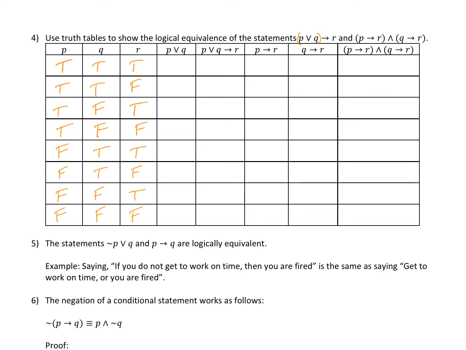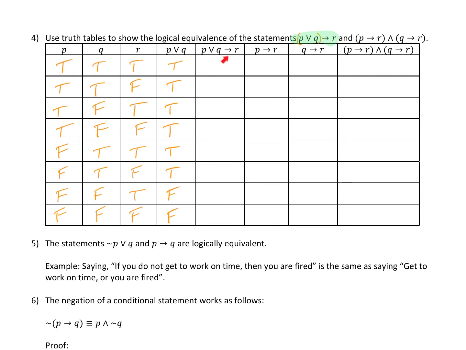Okay, now P or Q, that's what's going to come next in this P or Q implies R statement. I am working on this one right now. P or Q implies R. The implication comes last, so the next thing I want to do is P or Q. So P or Q, it's an or statement, you need at least one true. So I have true, true, true, true, true, true, false, false. And then P or Q implies R.